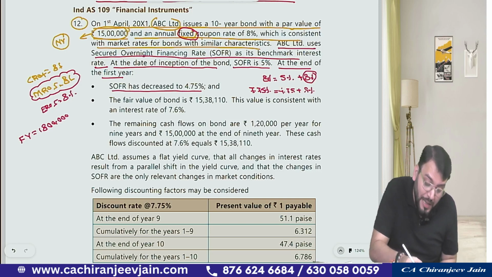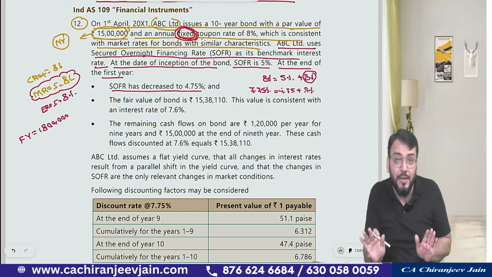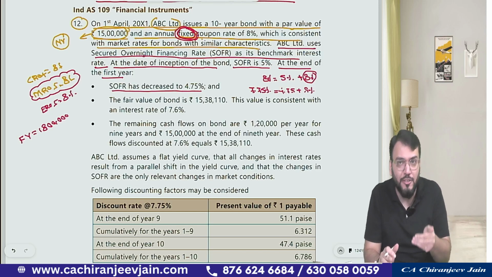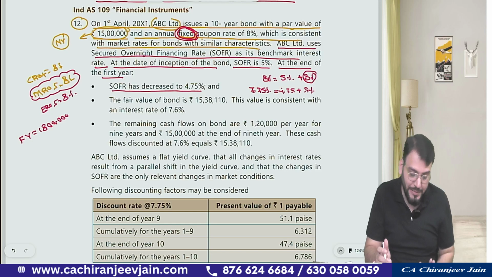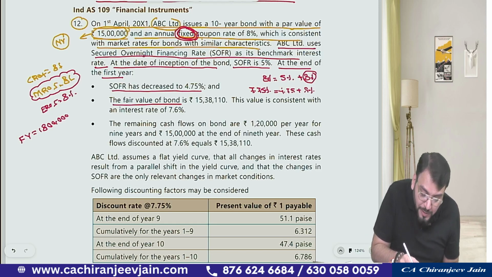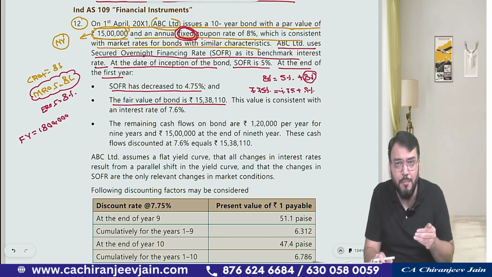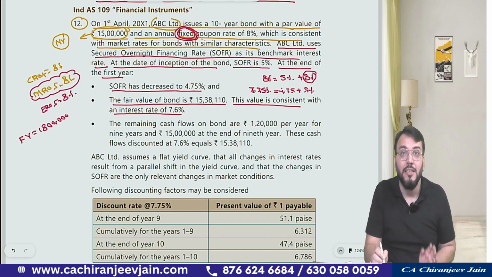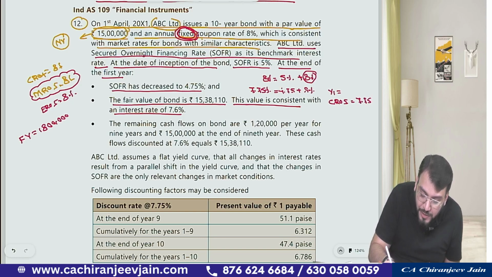So I may understand that this is wrongly written, meaning there is some typo mistake. We can understand it that way, or there is no need of SOFR. Got this point? If they have given SOFR, we need to understand only this, that the contractual rate of interest is the floating rate of interest. Yes, sir. Now the fair value of the bond is 15,38,110. I hope you remember that whenever they give fair value, it is always calculated using the market rate of interest, and you can see this value is consistent with an interest rate of 7.6%. It means, can you say at year end 1, your contractual rate of interest becomes 7.75%.